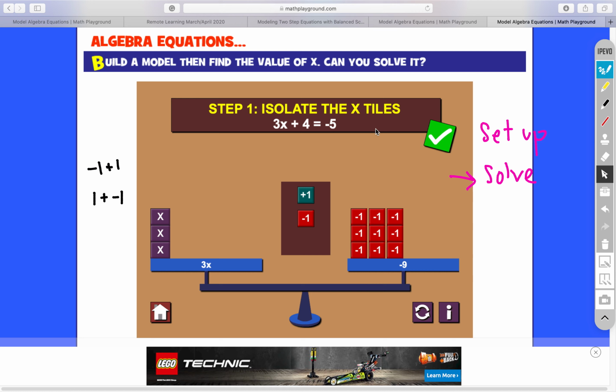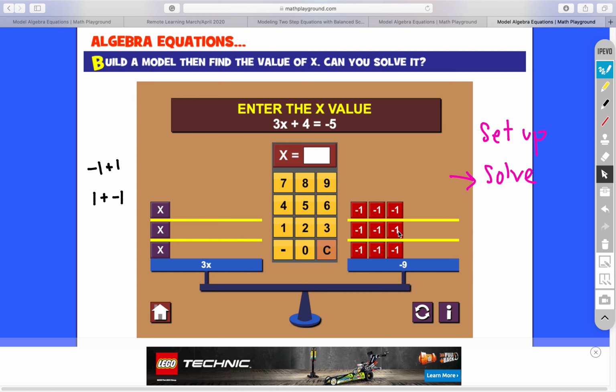And so now I've isolated the x tiles. I've got only x tiles here. I don't have any negative ones or positive ones here. So I can continue. Now I'm told to divide. So you want to click this divide button. And what it does is it distributes the 9 negative ones into 3 groups because I have 3 x's. Each x is going to have to equal the same amount. So now I can see that x is equal to negative 3 because each x has 3 negative ones. And so my solution is x is equal to negative 3.